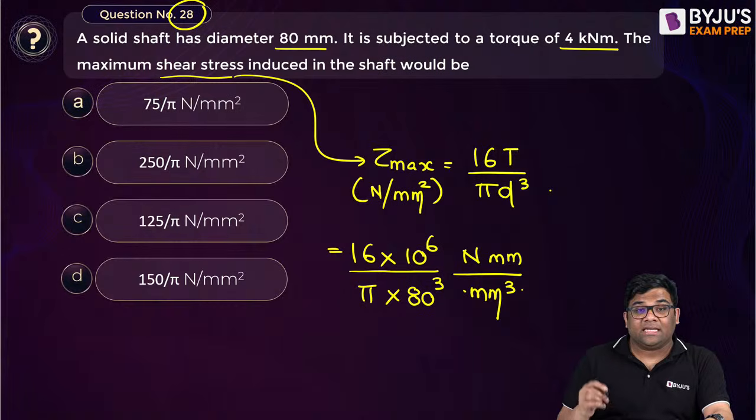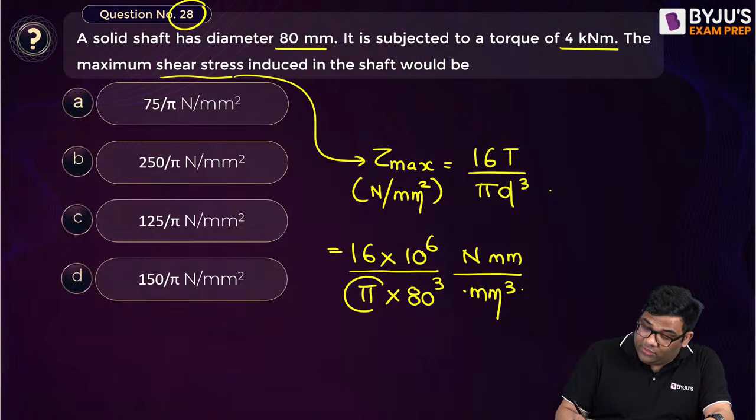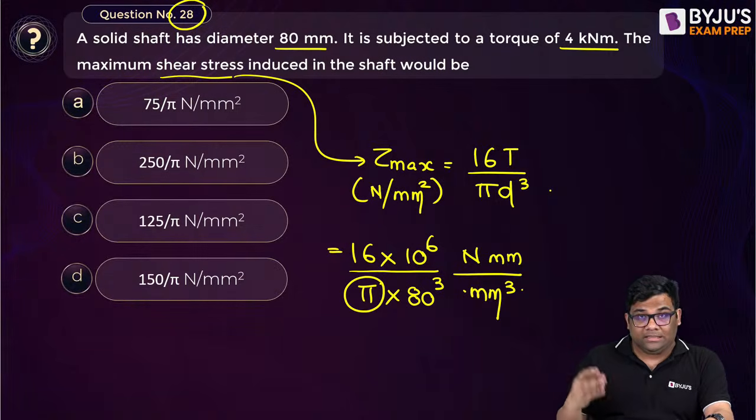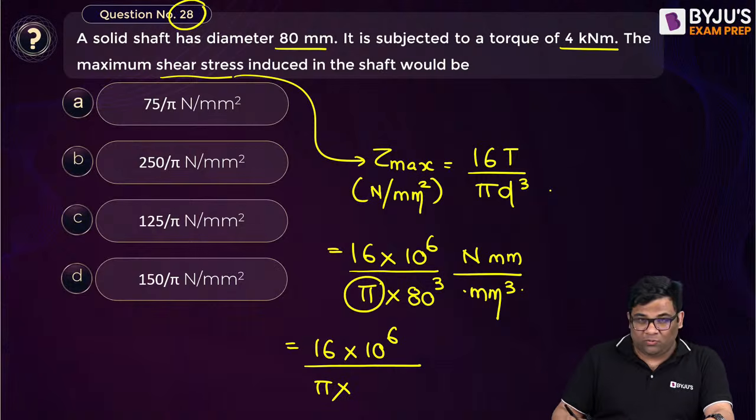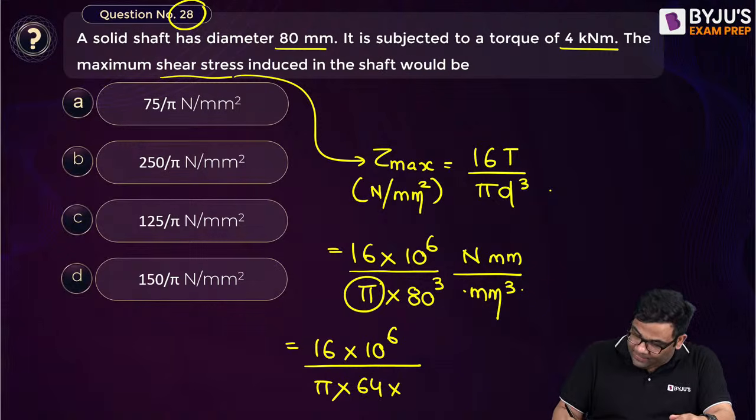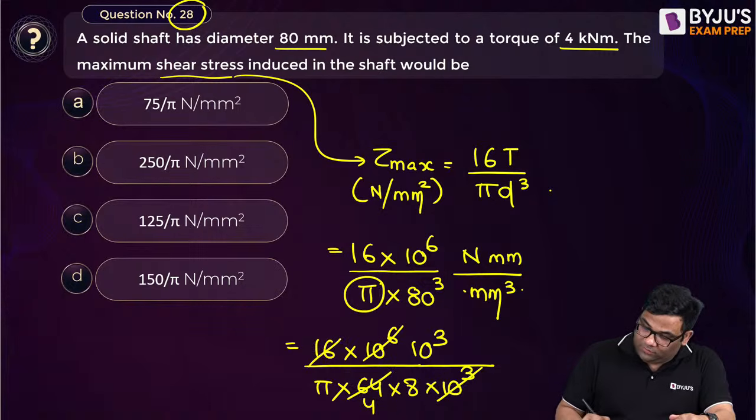Now it is expressed in 1 by pi. There is no need to solve this pi. Now this question you can solve easily. 16 into 10 raised to 6, this will give you pi. So 8 cube is 8 square into 8, that is 64 into 8, and into 10 raised to 3, so this gets cancelled into 10 raised to 3 again. Now this is 4, right? This is I can say 250.